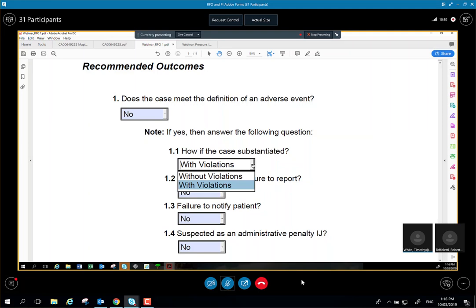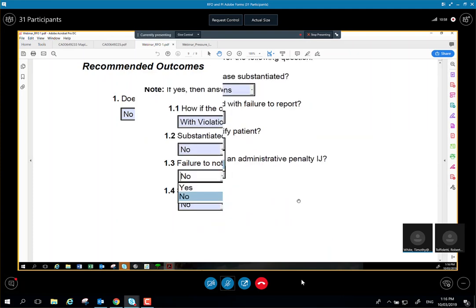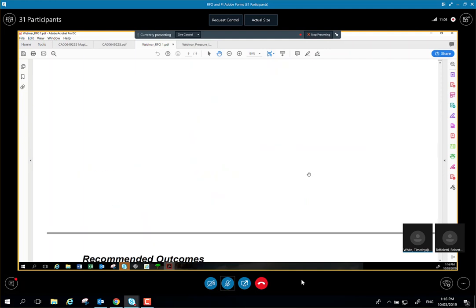We can say whether or not there was failure to report. We can talk about, note that whether or not the patient was notified in a timely manner. And then is it suspected of an IJ? So that's the RFO one. Any questions?